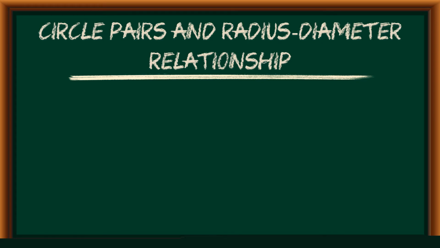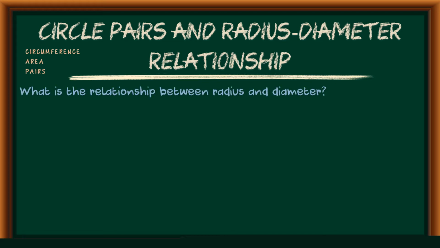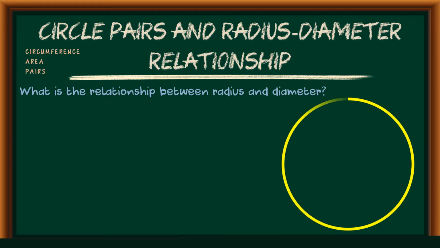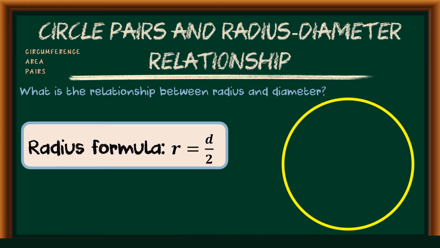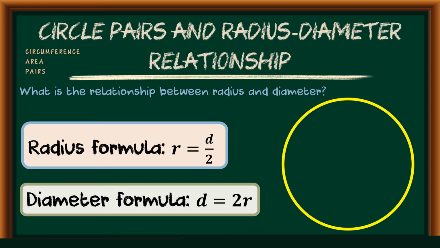Let us now go to circle pairs and radius diameter relationship. We'll discuss here the circumference, area, and the circle pairs. Okay? What is the relationship between radius and diameter? Sige nga, ating i-recall. Ano ba ang relationship ni radius at diameter? Suppose we have this circle. Ayan, nailabas na. Si radius ay kalahati ni diameter. Tama? And si diameter ay twice ng measurement ni radius.